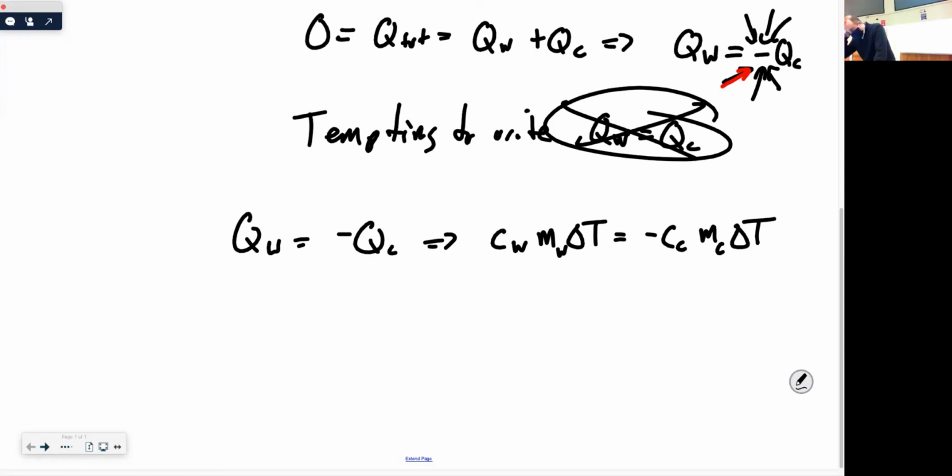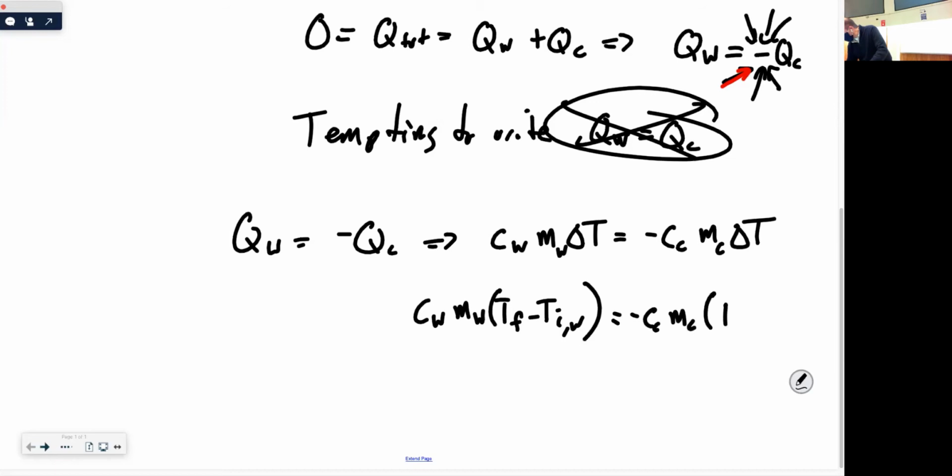So delta T, again, you've got delta T's here, so delta T is always T final minus T initial. C_W, M_W, T final minus T initial. And usually, the initial temperatures will be different, right? T initial water will be different than T initial ice. This is negative C container times mass of the container times T final minus T initial of the container. Right? So these two T finals will be the same, this one and this one. Usually you'll be given everything else, you can solve for T final.